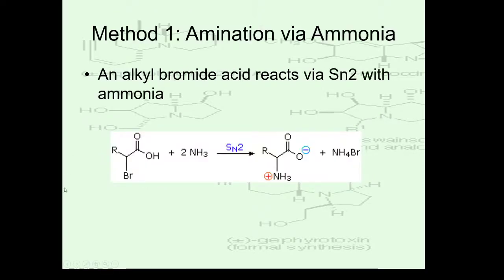So here's method number one. We are going to take ammonia and place it in a reaction with a bromo-substituted carboxylic acid. You need a halogen-substituted carboxylic acid in the presence of ammonia.